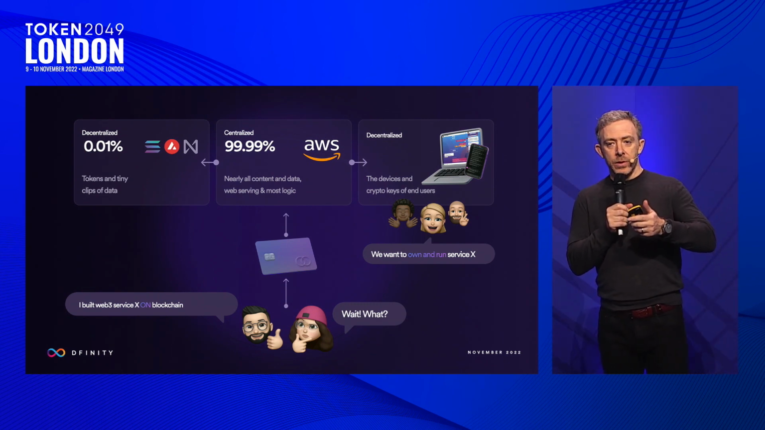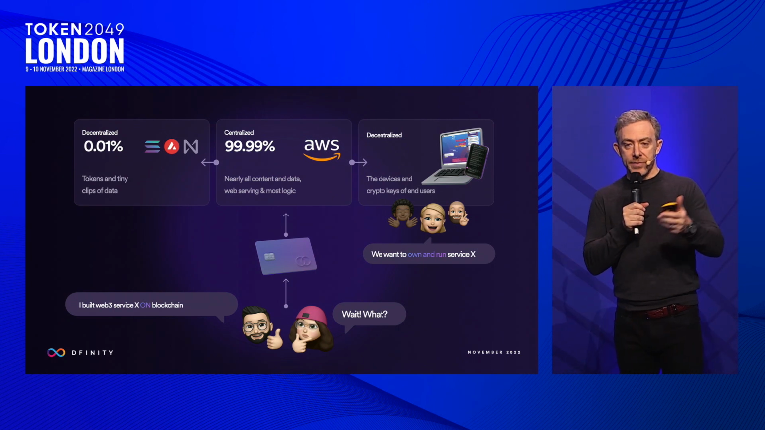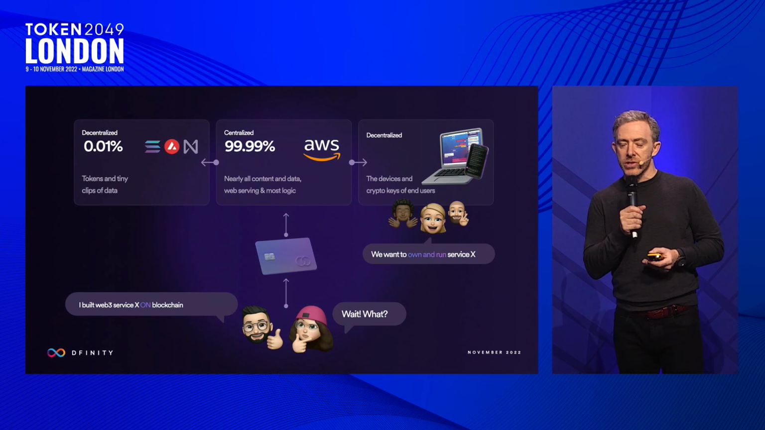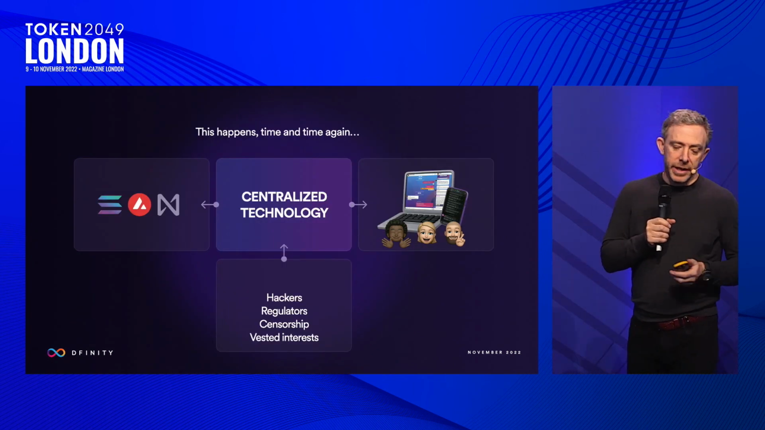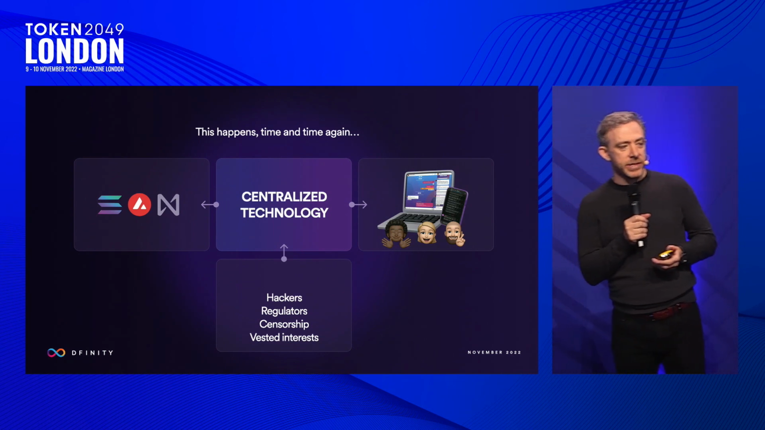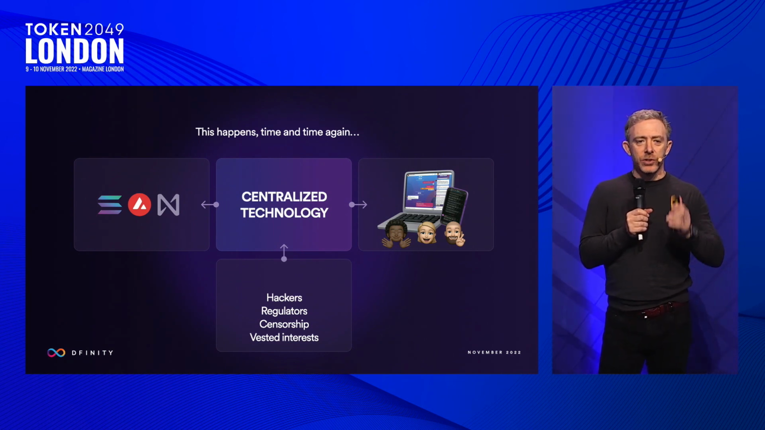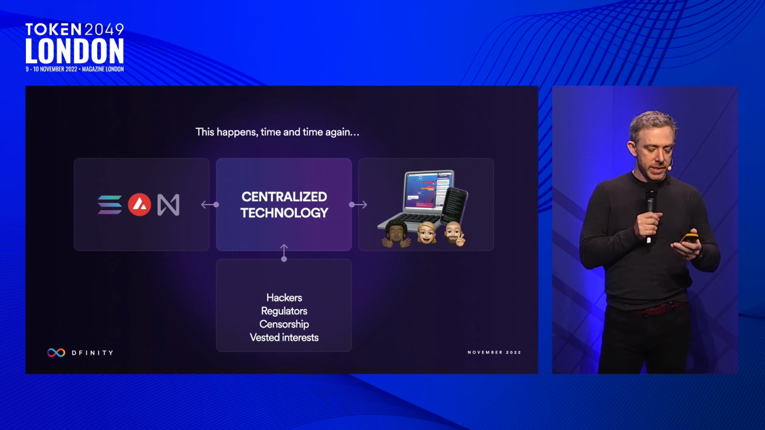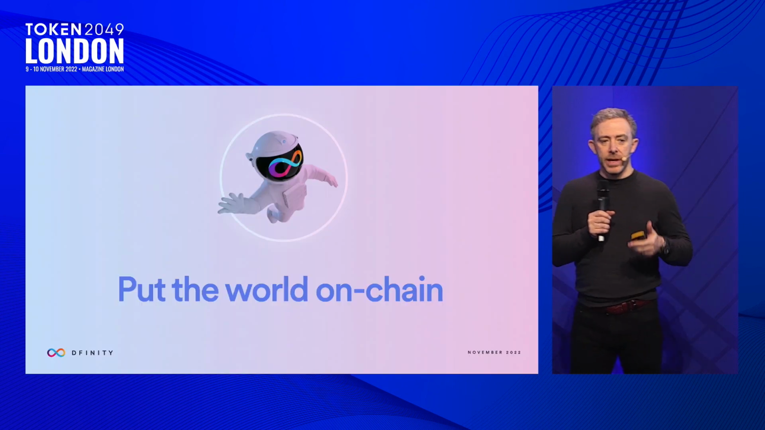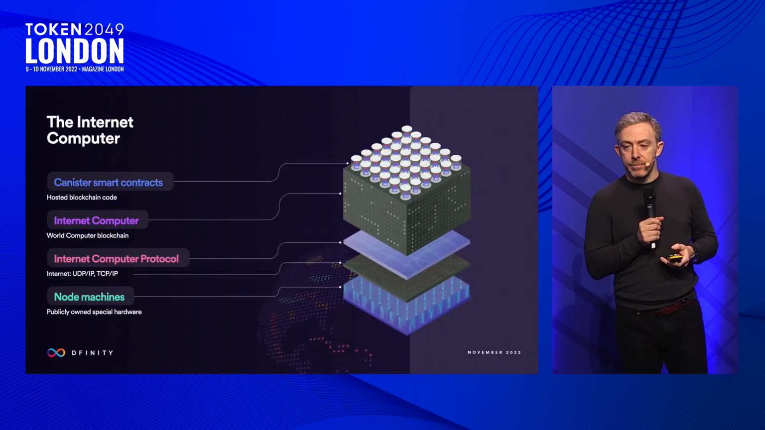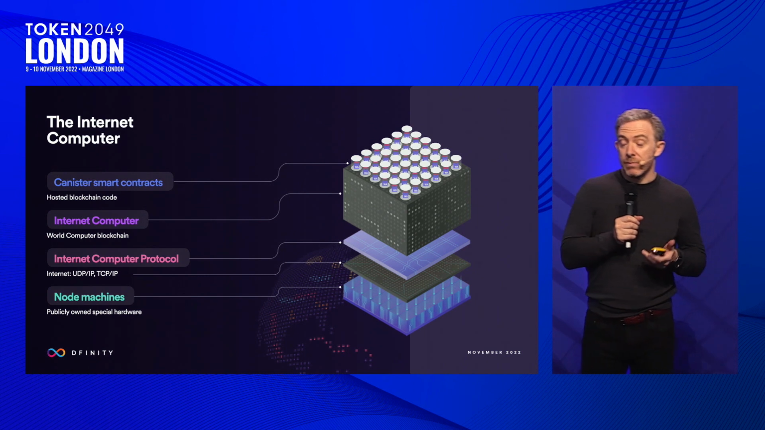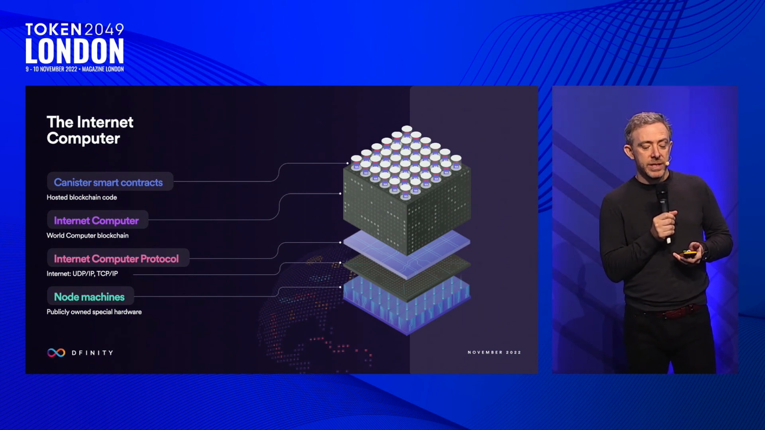And 99% of the data lives on Amazon Web Services, and the service just keeps some NFTs and some tokens on the blockchain. It's not really on the blockchain at all. And of course, the problem is, hackers, regulators, censors, vested interests, they all target that centralized piece where 99% of Web3 lives. So our mission is to put the world on chain, and we pursue that by developing the Internet Computer.